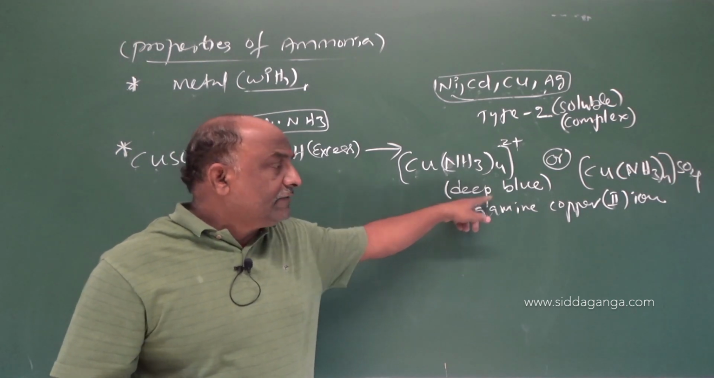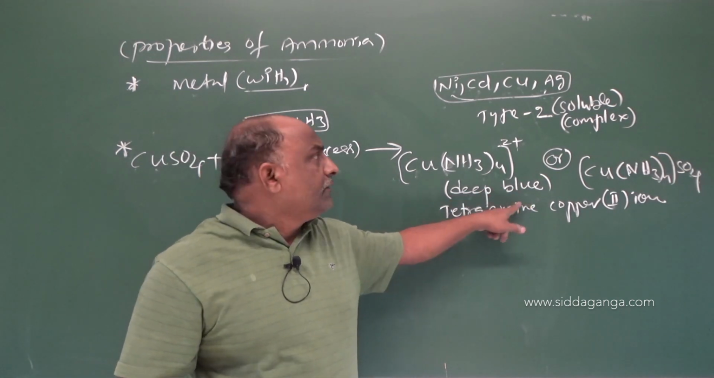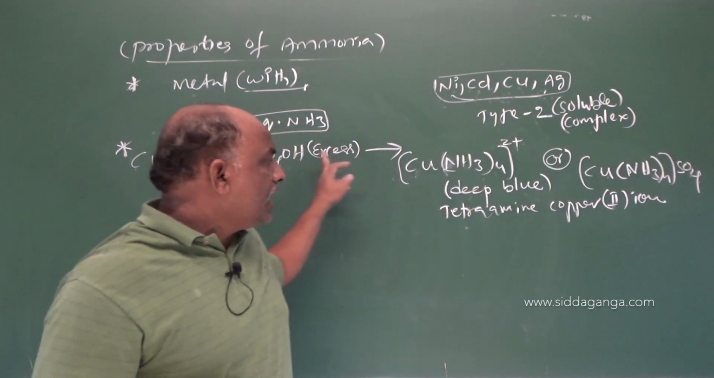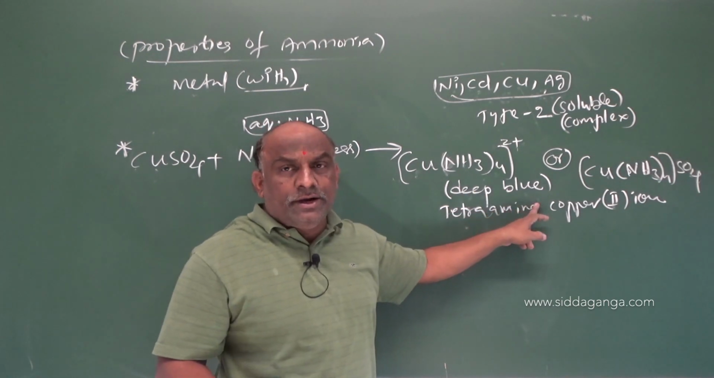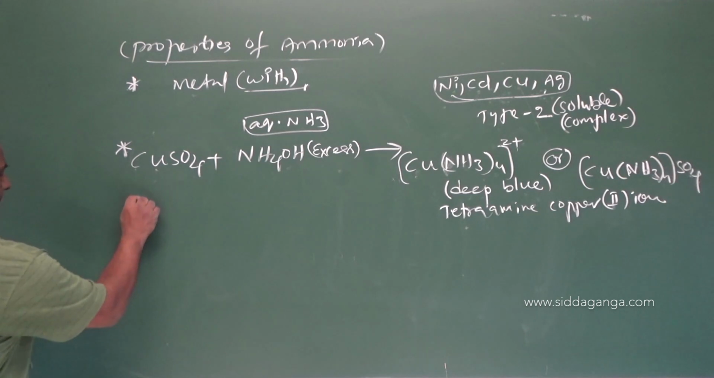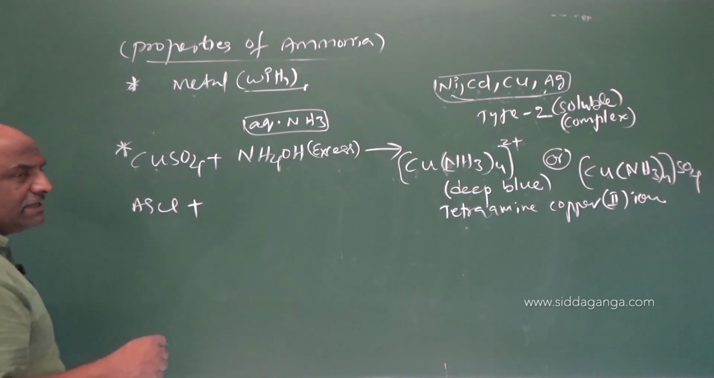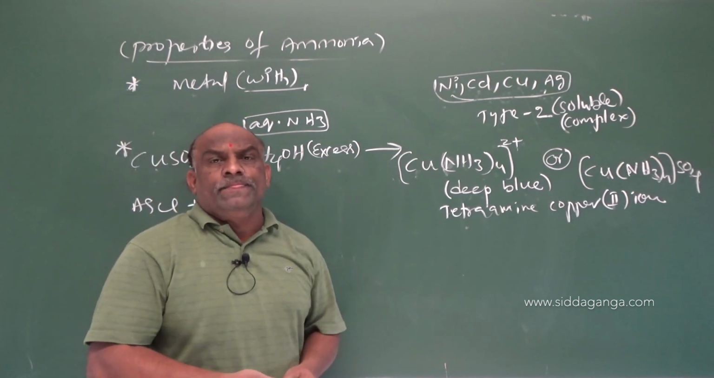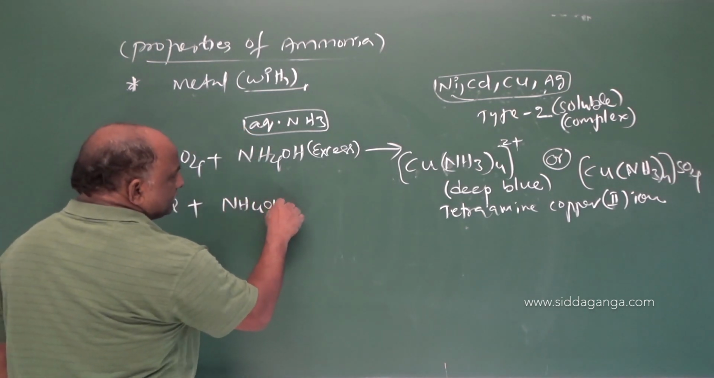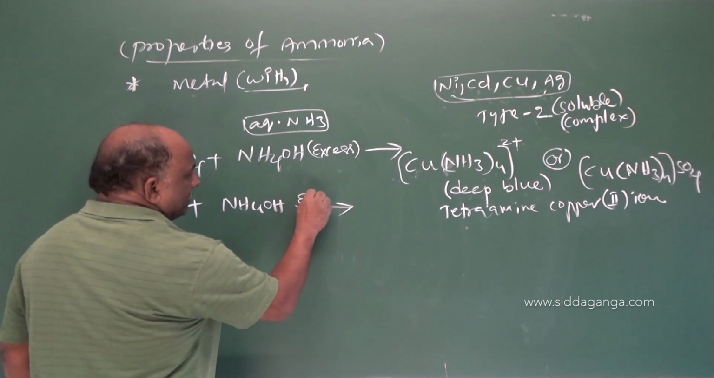The color of the solution is deep blue. So copper salts are soluble in aqueous ammonia to produce what color? Deep blue color. Now going to the silver salt. For a silver salt, take the example AgCl. AgCl is called silver chloride. It is dissolved in NH4OH.